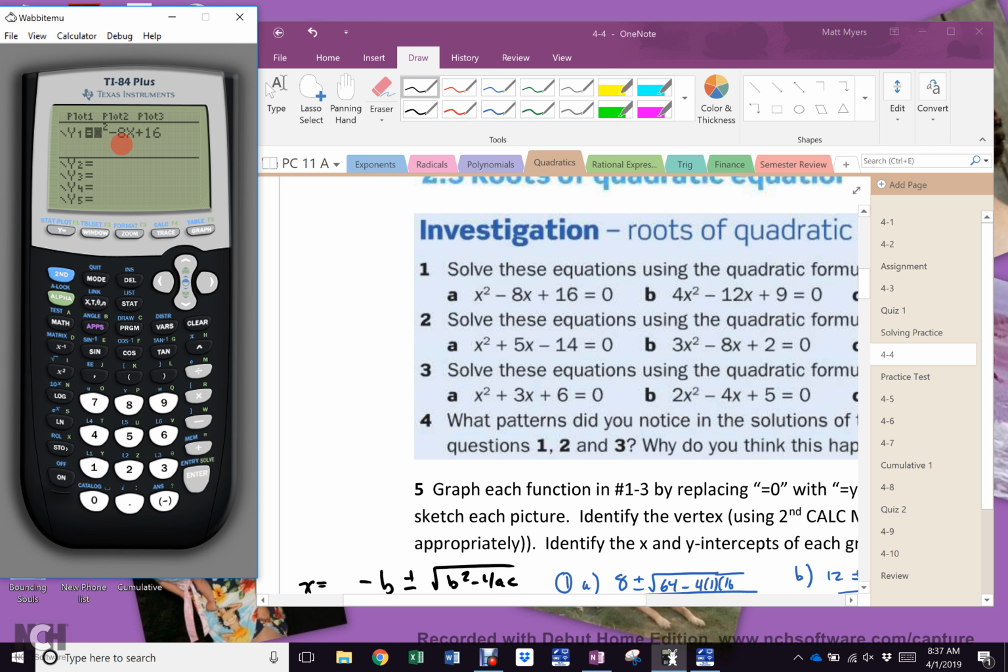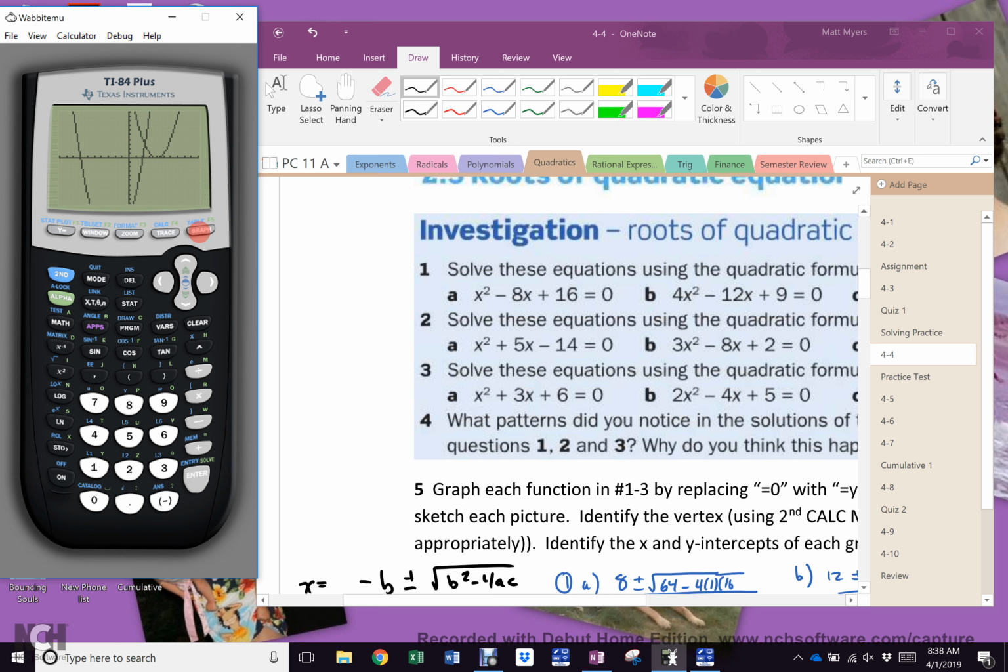Do not clear this. If you have already, it's not a problem. If you haven't yet, I would like you to use your arrow keys, go down to Y2, and start entering 2A, X squared plus 5x minus 14. And then graph.